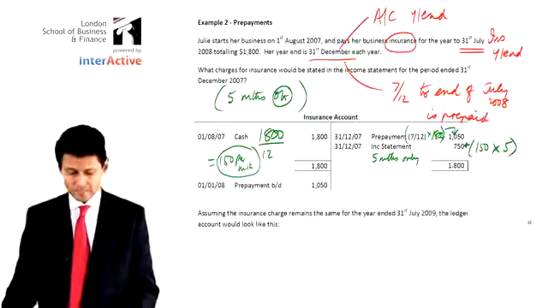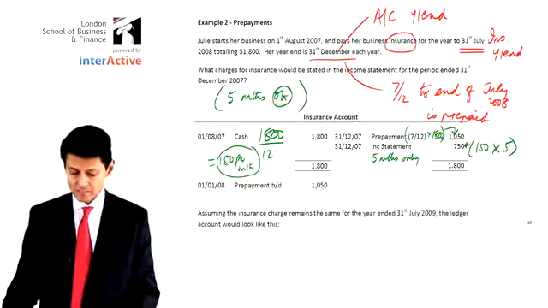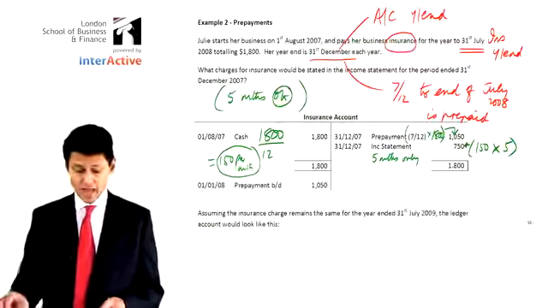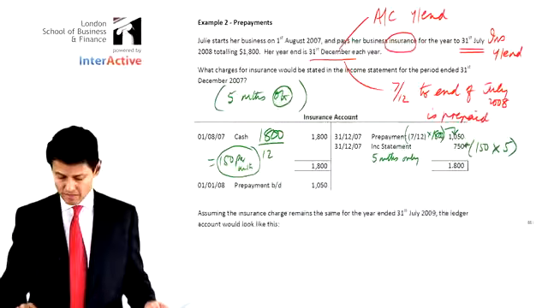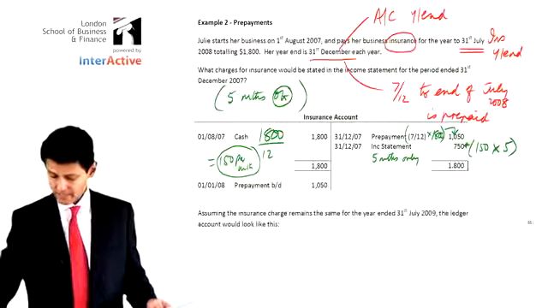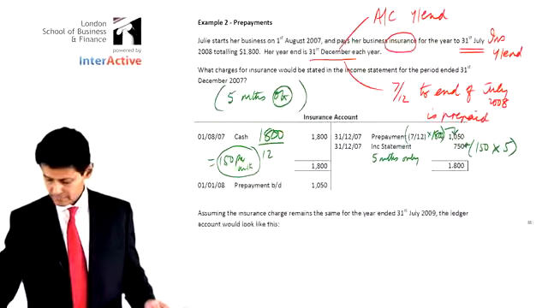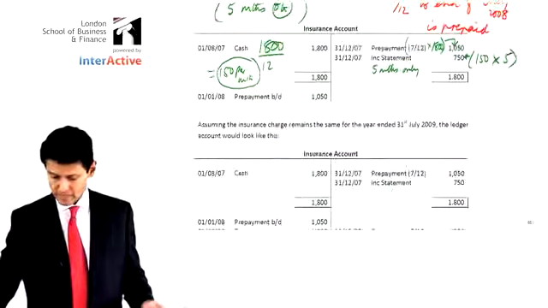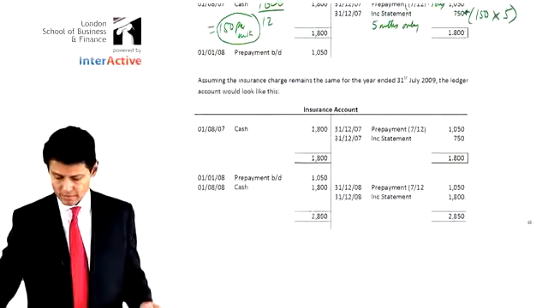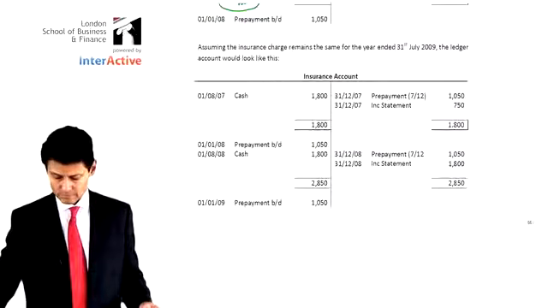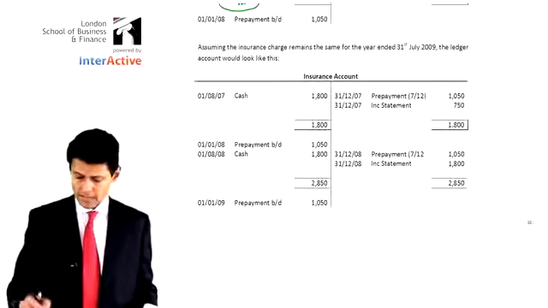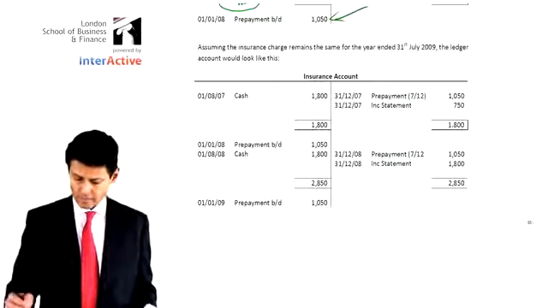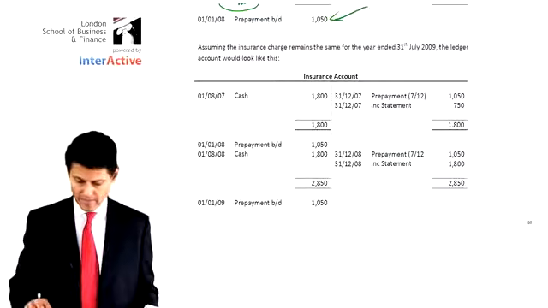So let's have a look. Assuming the insurance charge remains the same for the year ended 31st of July 2009, the ledger account would look like this. So let me see if I can move that along a little bit. The figure of 1050 prepayment obviously comes down to here, and of course that 1050 is reflected down here again.